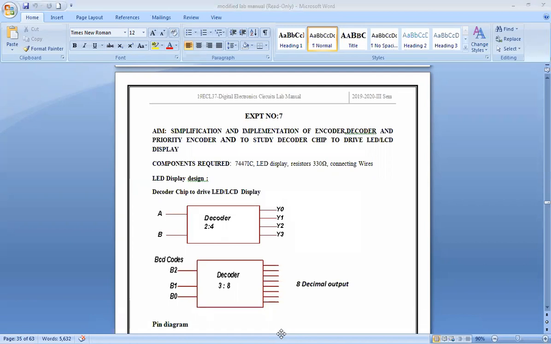A equal to B is A dash B dash plus AB. A less than B is A dash B. A greater than B is AB dash. Good. But how did we come across these equations? How did we get these expressions? Truth table, sir. Okay, good, truth table.